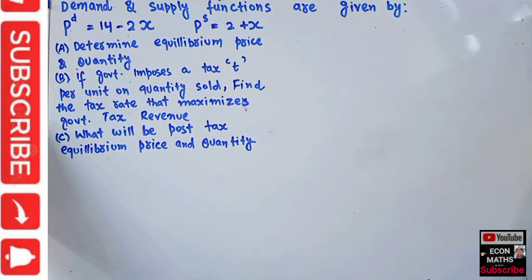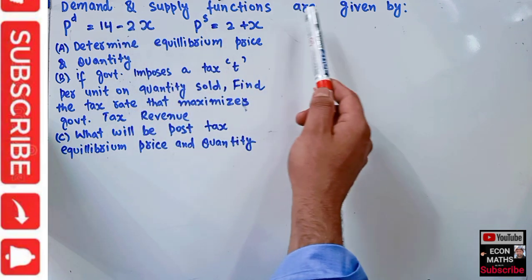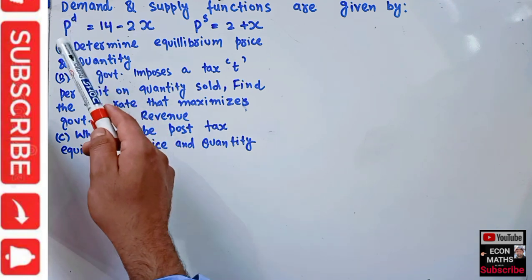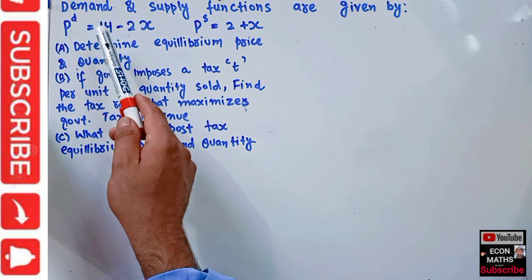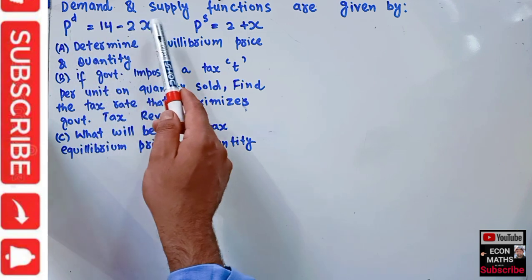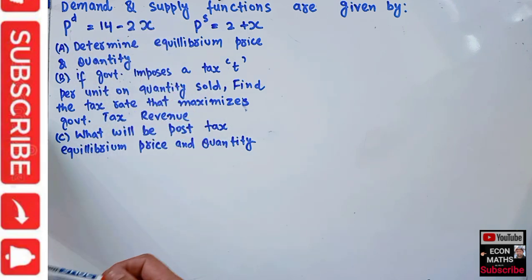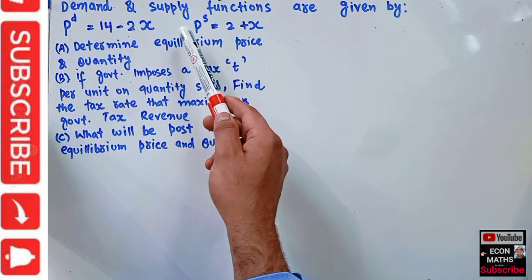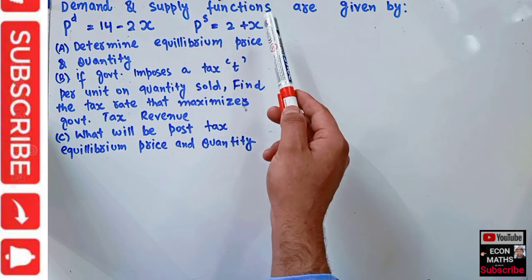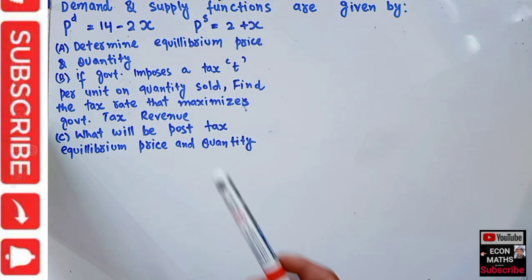Let us solve a question on how to find out the tax rate that maximizes the government tax revenue and the post-tax equilibrium price and quantity. The demand and supply functions are given as: demand function is P = 14 - 2x, where P is the price and x denotes the quantity demanded, and supply function is P = 2 + x, where x is the quantity and P is the price.